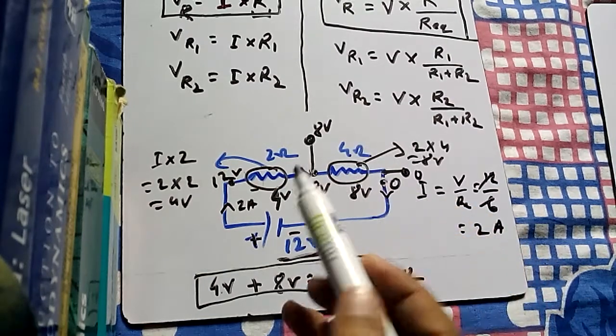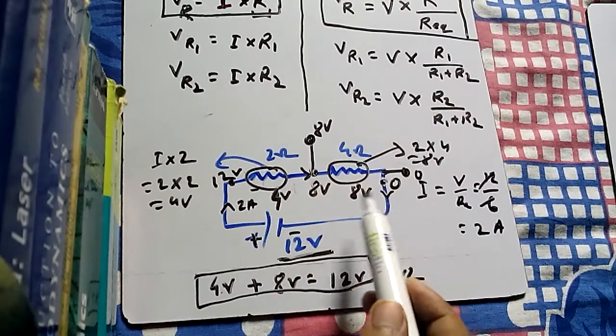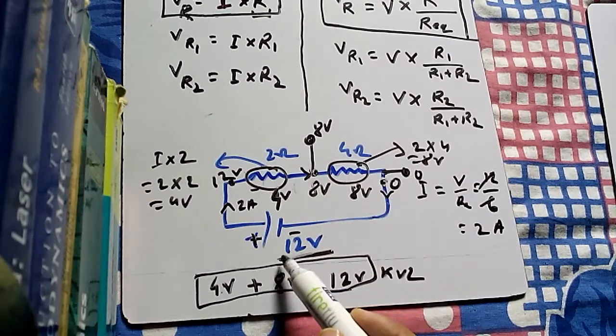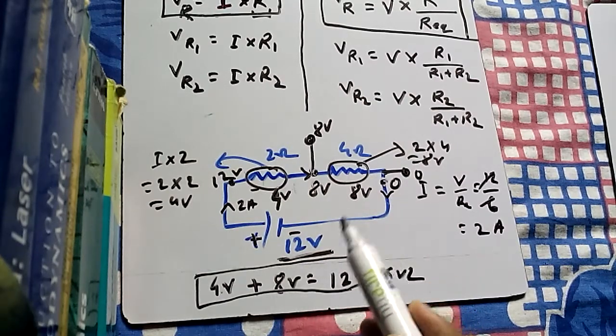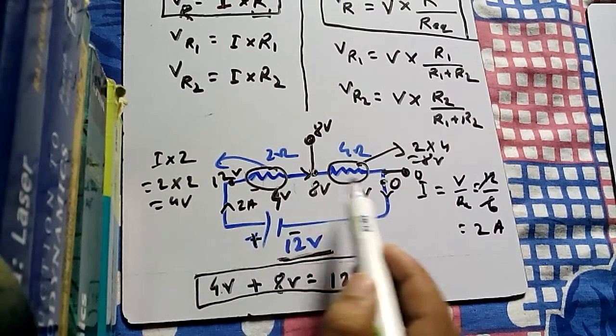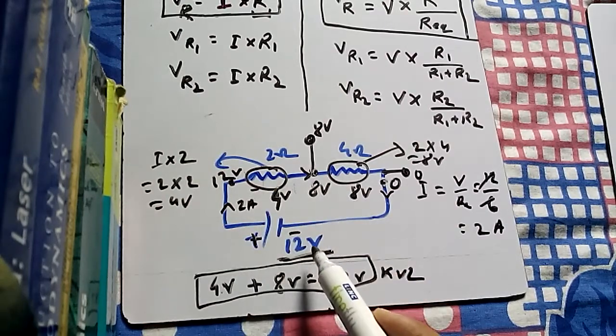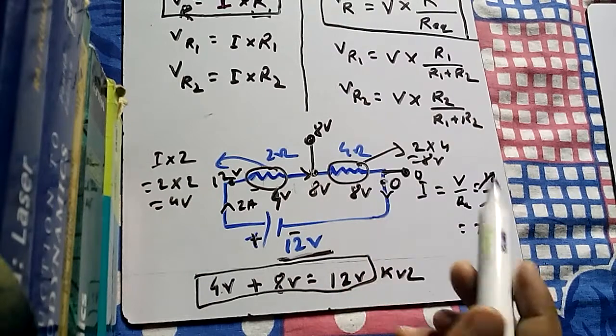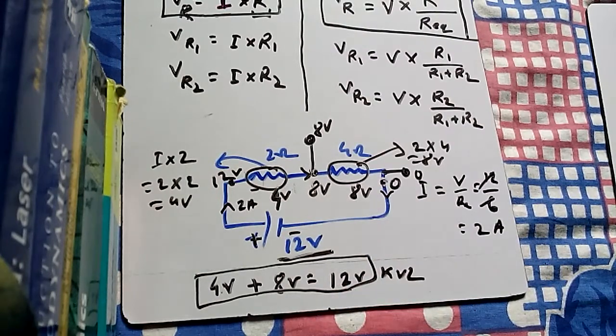Now let me tell you one thing, that even if I use 3 resistors or 4 resistors, this 12 volt will be dropped, but in a shared manner. Here 2 resistors together have dropped a total of 12 volt. If there are 3 resistors, these 3 resistors will together drop the total of 12 volt.